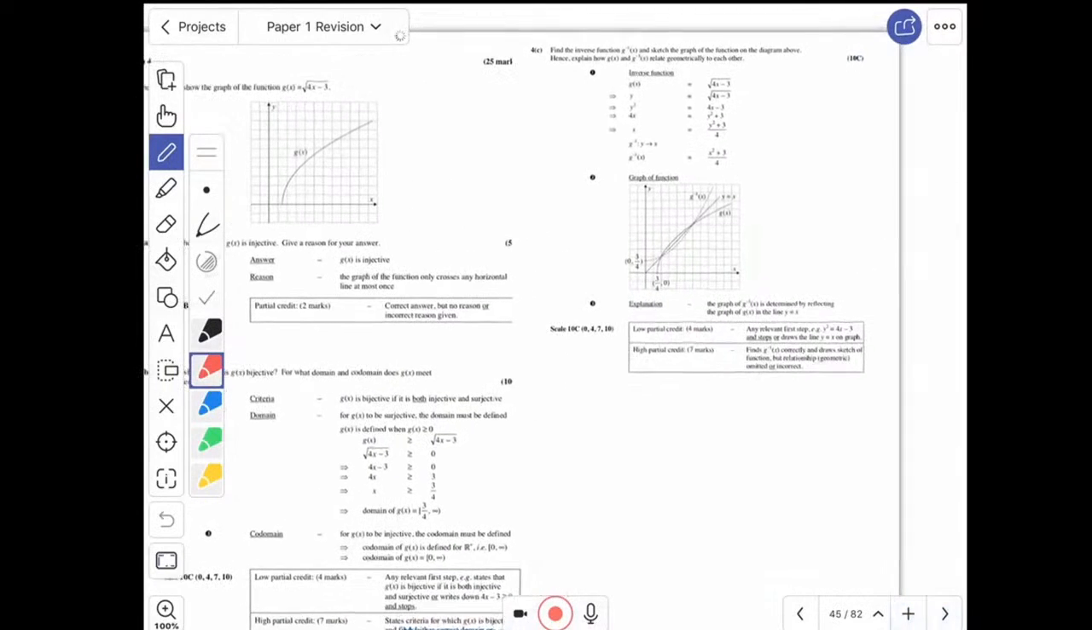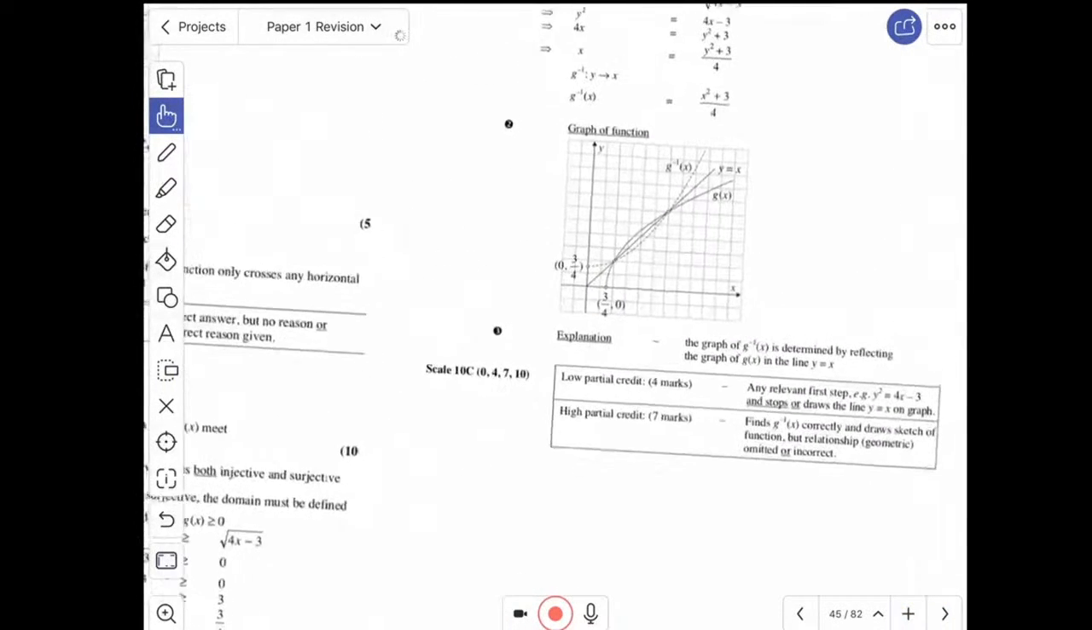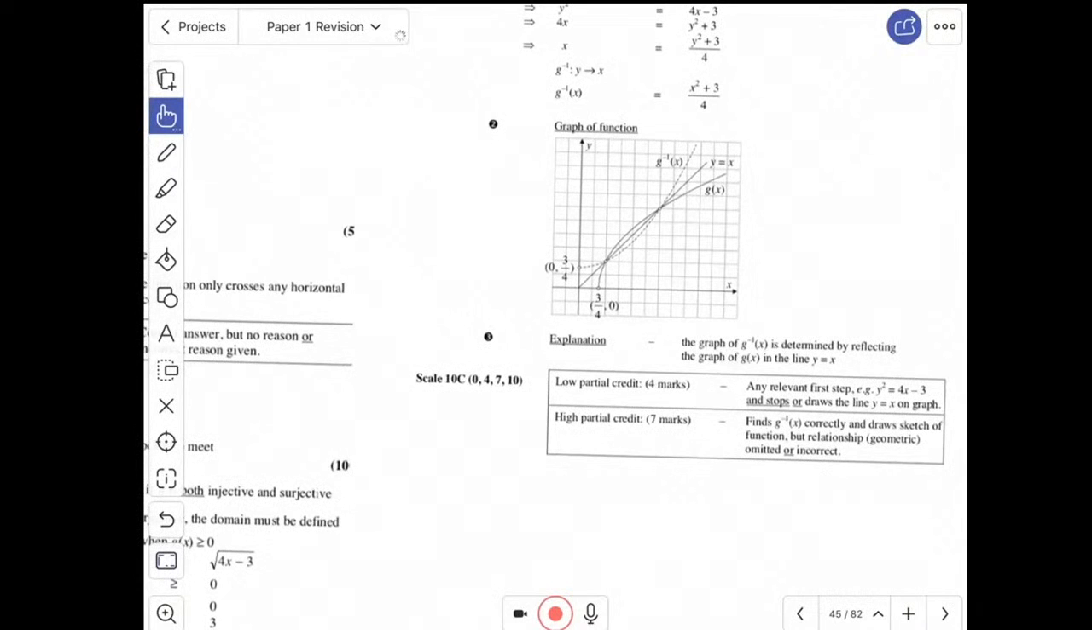If I just zoom in there, you'll see it. So they've sketched in your y equals x line, and then you can see where that meets it. Then you can obviously look at the relationship between the two.